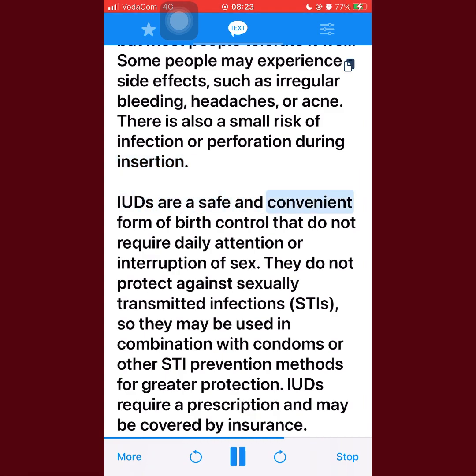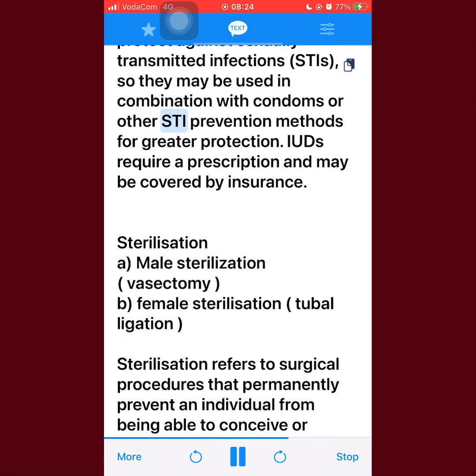IUDs are a safe and convenient form of birth control that do not require daily attention or interruption of sex. They do not protect against sexually transmitted infections (STIs), so they may be used in combination with condoms or other STI prevention methods for greater protection. IUDs require a prescription and may be covered by insurance.